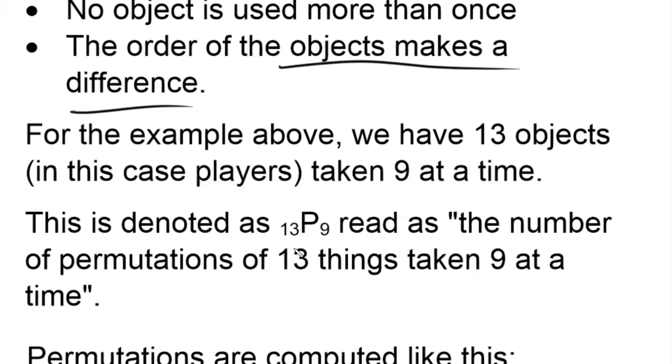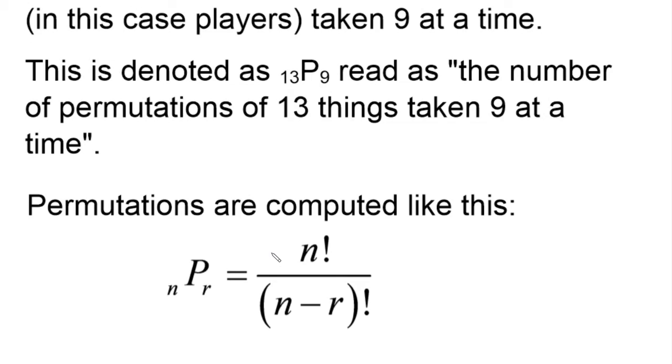This follows a specific formula, and this is the formula. You won't need to use it because you can use your calculator. If you have a TI-84, listen carefully. Press Math. Go over to the Probability tab. In the Probability tab, there is an nPr choice. That is what we'll be using.